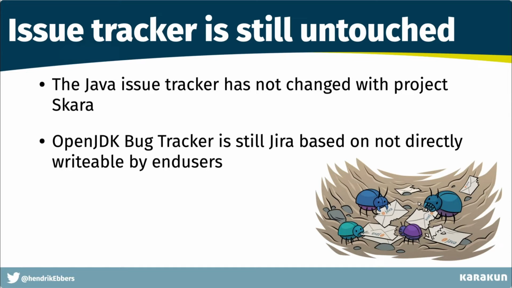The OpenJDK has its own issue tracker that is based on Jira, and it's open, so you can see all the issues. The bad point is that you are not allowed to comment on issues, and you are not allowed to create new issues within this Jira, because only OpenJDK committers have write access, and therefore only OpenJDK committers can comment on bugs, edit bugs, and create new, not bugs, sorry, issues.